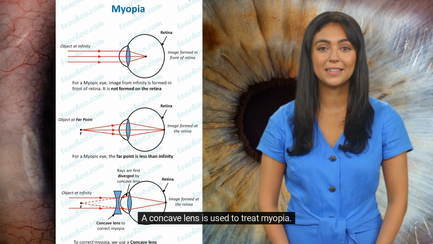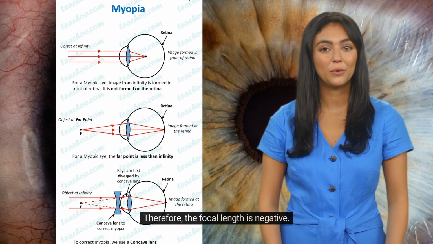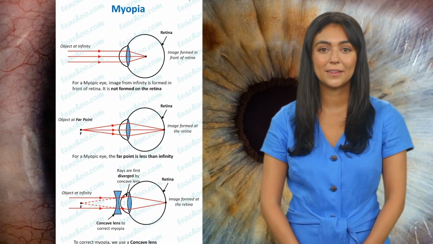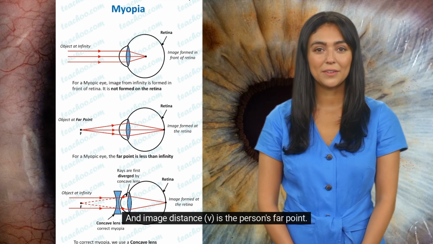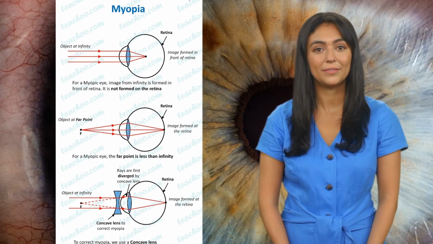A concave lens is used to treat myopia. Therefore, the focal length is negative. The object distance, u, is set to infinity, and image distance, v, is the person's far point.